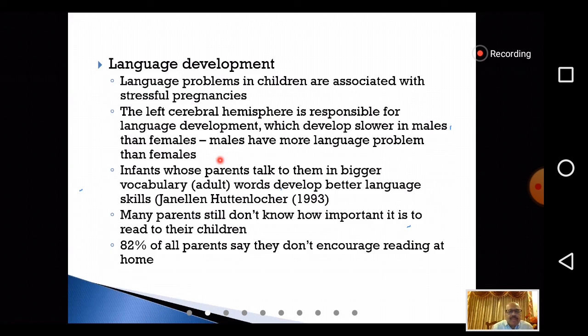When the parents talk to them using bigger vocabulary words, that develops better language skills. Okay, I mean vocabulary words lead to better language skills. And this is old research, but it still holds good. And there are many more research articles written in favor of this. So even though it is 1993, it holds good. And they start school early.